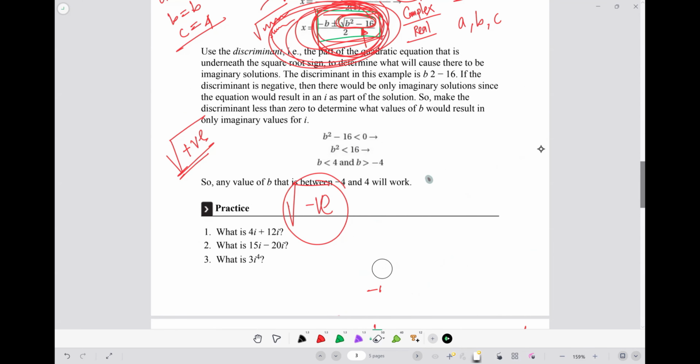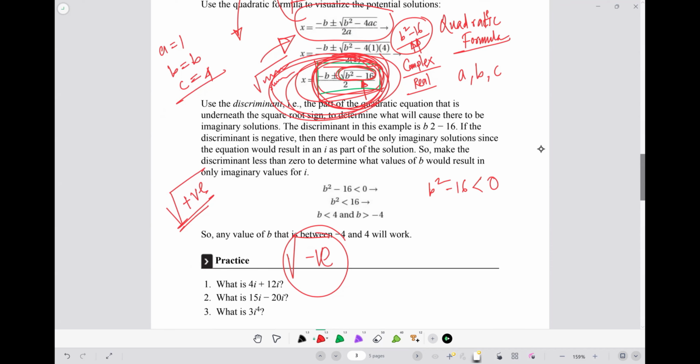And the condition for being negative is that b squared minus 16 is less than 0. If you solve this using the concepts of inequality, you get b squared is less than 16. So it's a problem of inequality, and I'm suggesting you review the chapters on inequality.